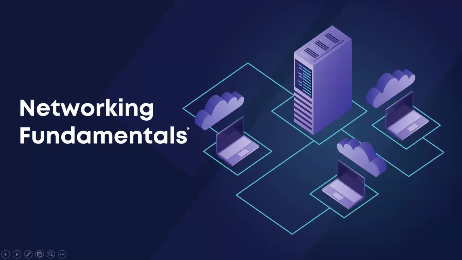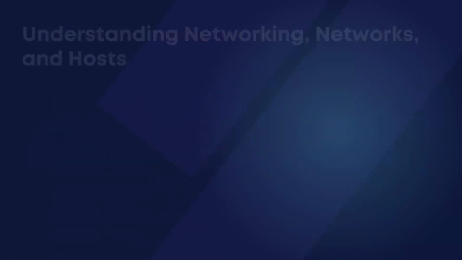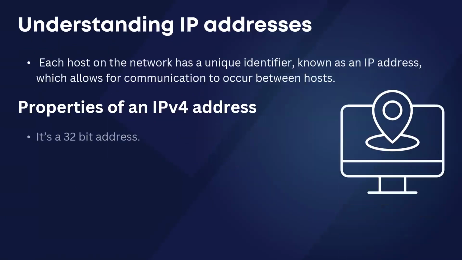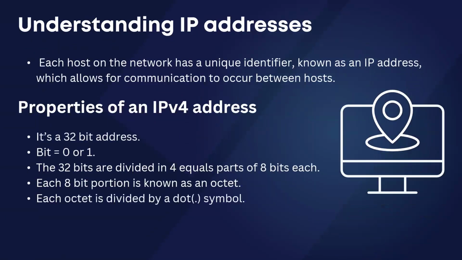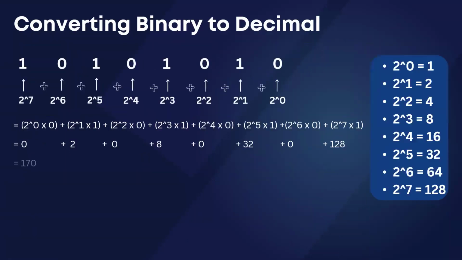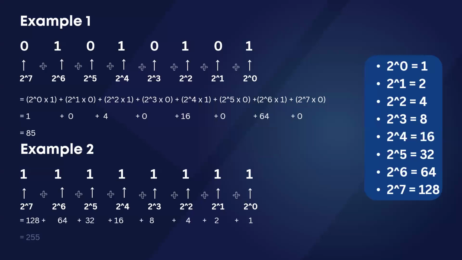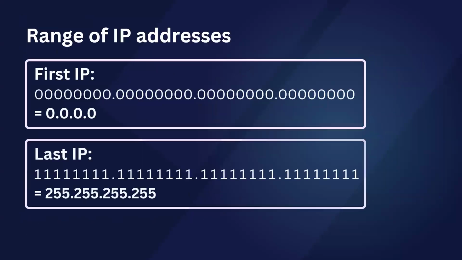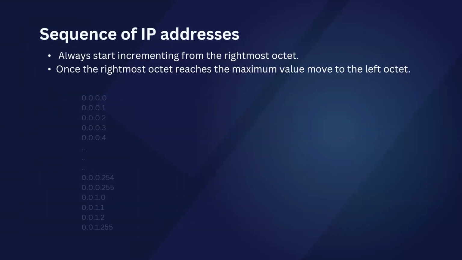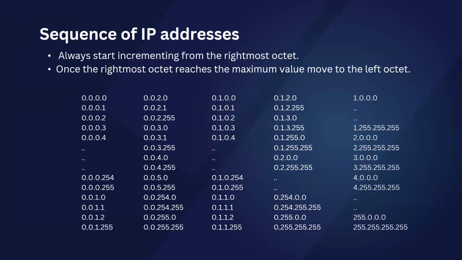Right. So in the last class, guys, we have covered basic networking fundamentals. We've gone through the basic definitions of what networking is, what networks are, what hosts are, and what IP addresses are, the properties of IPv4 addresses. Along with that, we have covered the entire range of IP addresses. What's the first IP? What's the last IP? How many IPs do we have in total? And the entire sequence of IP addresses.